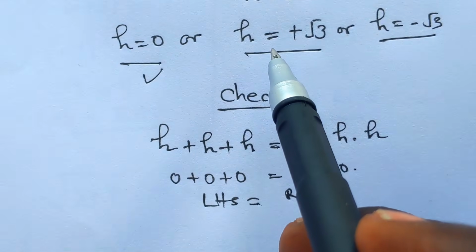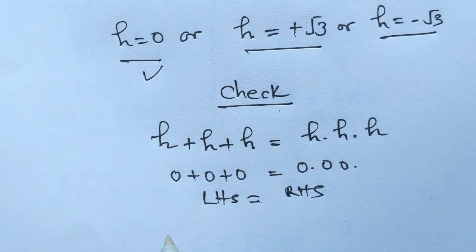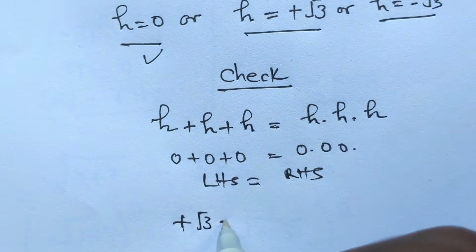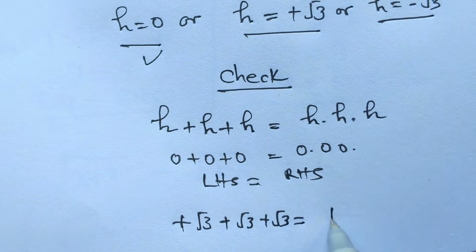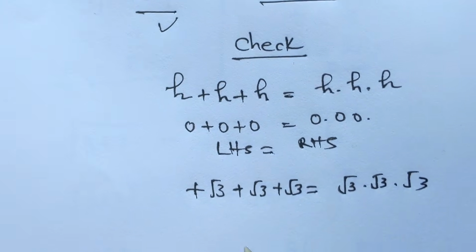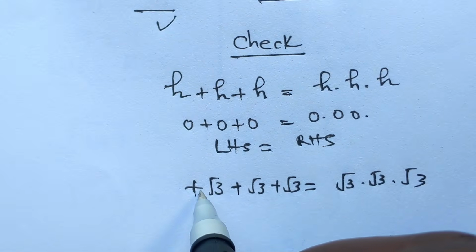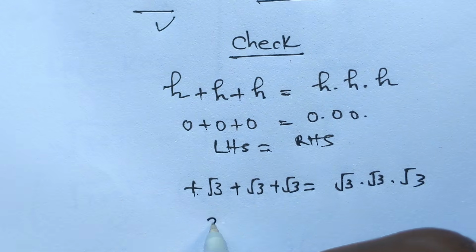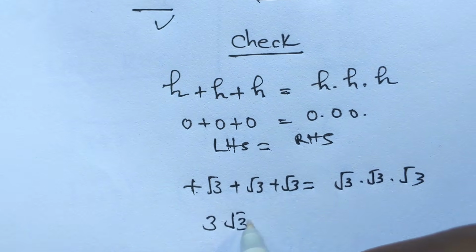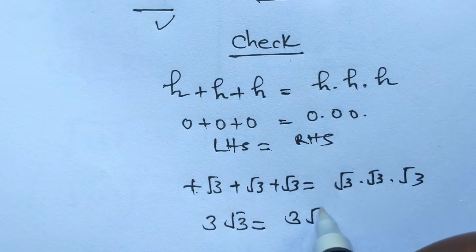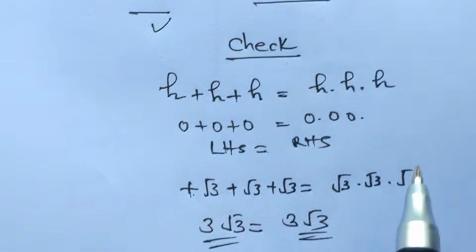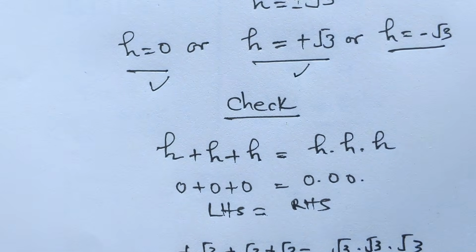What about this one? We shall have positive square root of 3 plus square root of 3 plus square root of 3, which is equal to square root of 3 times square root of 3 times square root of 3. Of course this is 1 plus 1 plus 1, giving 3 square root of 3, which is equal to square root of 3 times square root of 3, which is 3, times square root of 3, which means this one is correct.